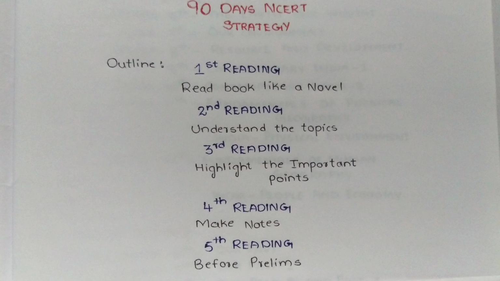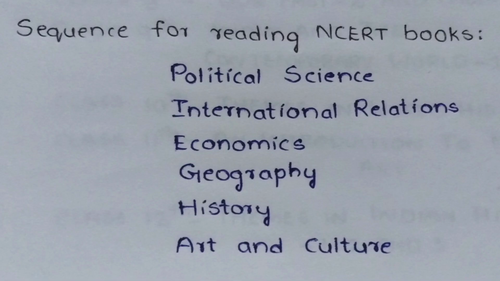The next thing is, many of you have asked me what the sequence is for reading these NCERT books. In general, there is no particular sequence, but in my perspective, the first thing you are supposed to do is finish political science NCERTs. After finishing political science, go for international relations, followed by economics, then geography, then history, and last art and culture. If you ask me why we are supposed to follow this sequence, I will tell you.